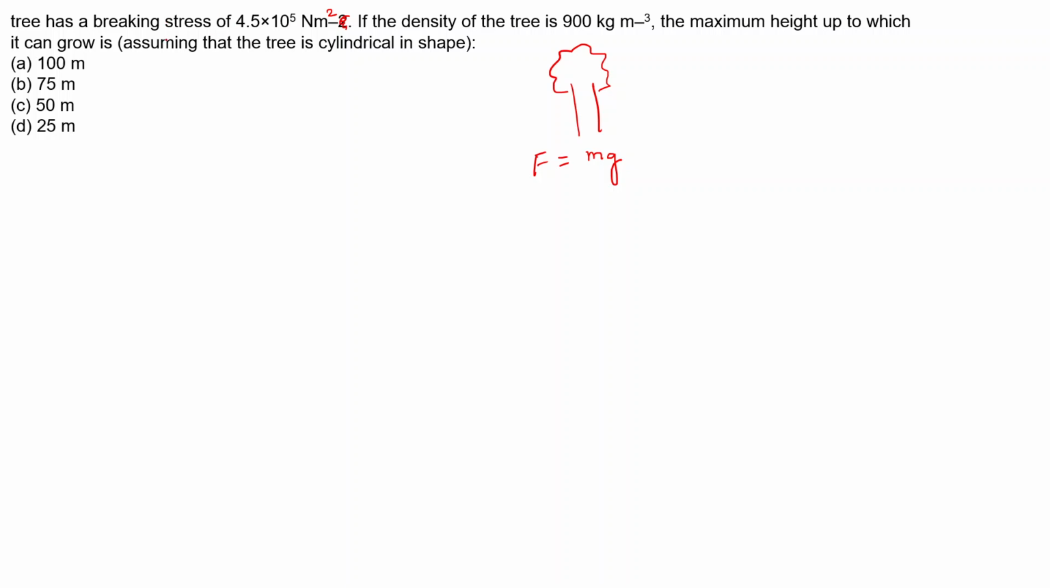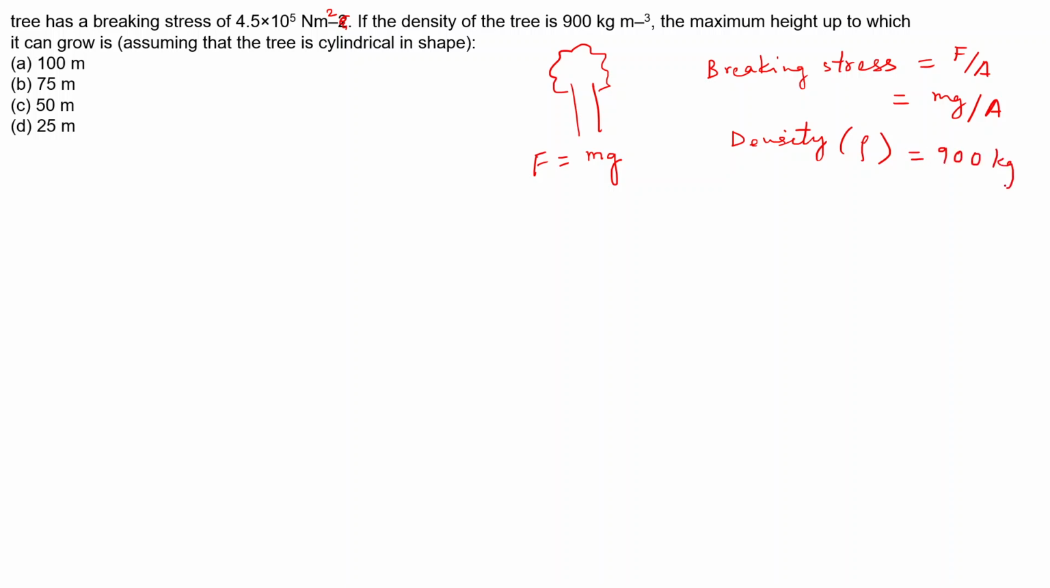Force per unit area will be called the breaking stress. This breaking stress is this force per unit area, this mg divided by area. Now we have been given the density of the tree, which we usually denote by rho. We have been given the density, which is 900 kg per meter cube actually.